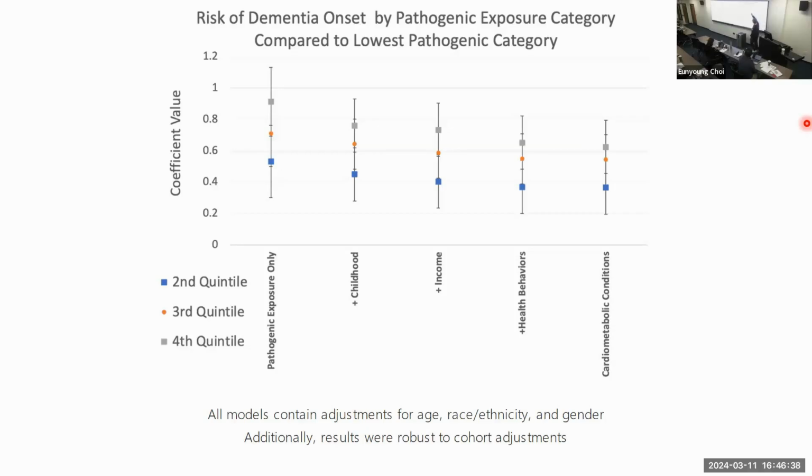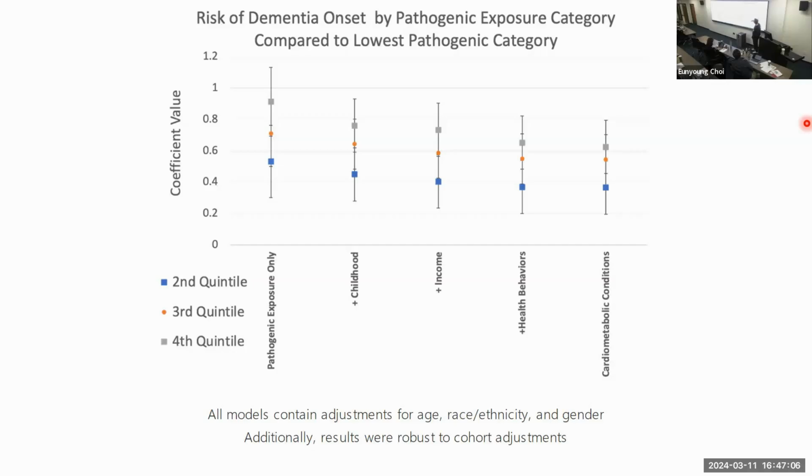So kind of what we expect, that second quintile, which is the second highest, goes up. And then you have a third, which is orange, and then the fourth, which is the gray, which is the very highest. To give you an idea of the magnitude of that gray, the odds ratio is about 2.49. So it's about 2.5 times greater risk of having dementia onset if you were in the fourth quartile, which is the highest pathogenic, compared to the first.